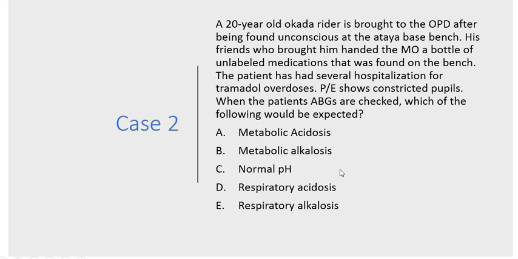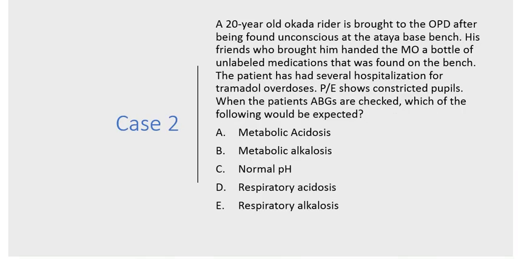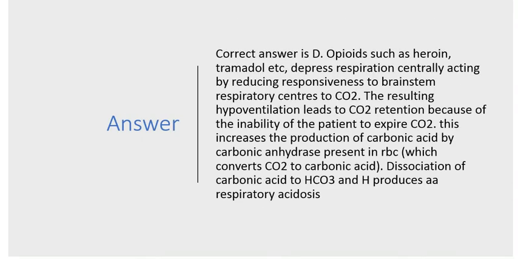Tramadol is an opioid. What do opioids cause? Opioids suppress the respiratory center. And when they suppress the respiratory center, carbon dioxide accumulates in the lung. So this patient has D as the correct answer, respiratory acidosis. When carbon dioxide accumulates, it activates carbonic anhydrase, which is released from red blood cells and then converts carbonic acid to bicarbonate, and that produces hydrogen ions, resulting in respiratory acidosis.